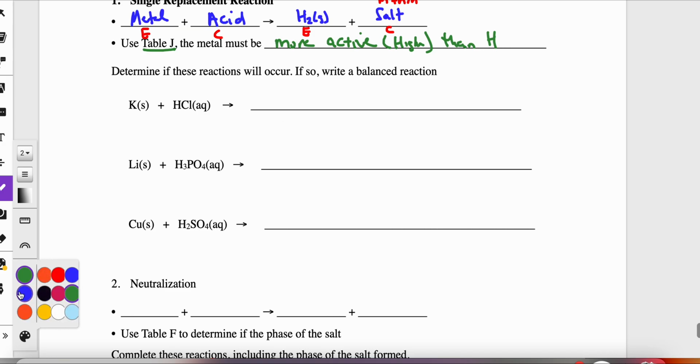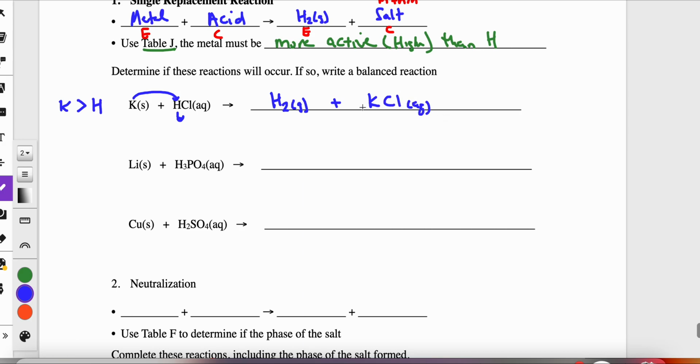So when we take a look at this, we have K, this is our free element, potassium. It wants to come in and kick H out. So when you look at Table J, K is more active, or higher on the table, than H, so this reaction actually happens. So we end up with hydrogen gas, and we have our new salt, potassium chloride, KCl, and it's in solution, right? Because acids are in solution.